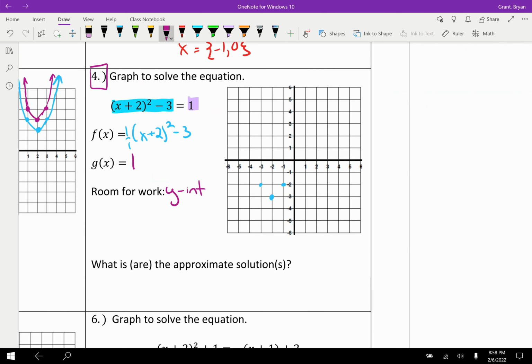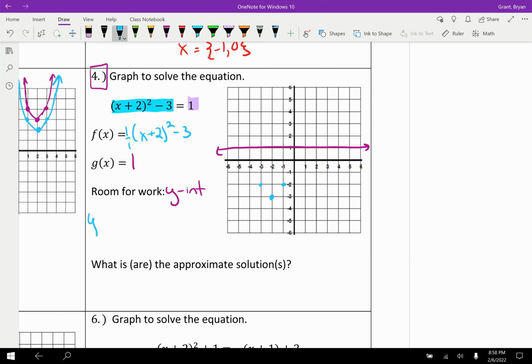And then what's the second equation? y equals 1. That's our horizontal line. Now we can see the issue, right? If the y-intercept for the blue parabola is like down here, then we'll intersect somewhere over there. If the y-intercept is up here, then we're going to intersect something like that. So we need to actually find that y-intercept.